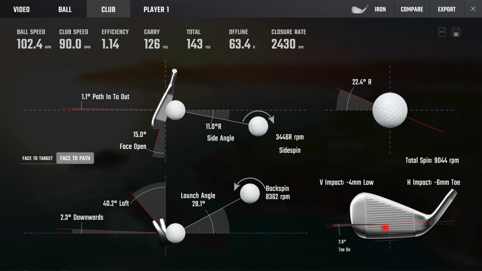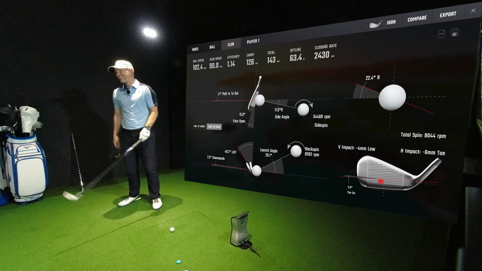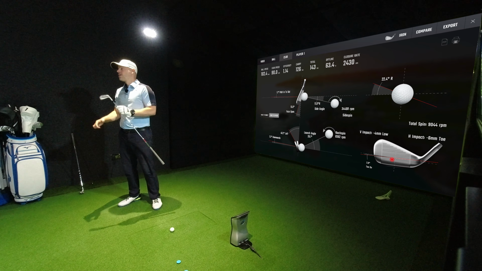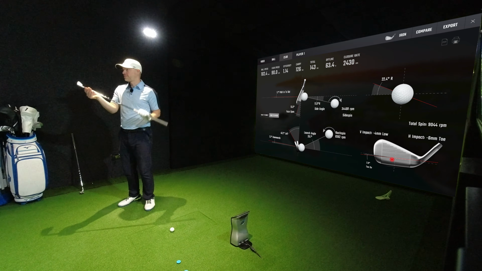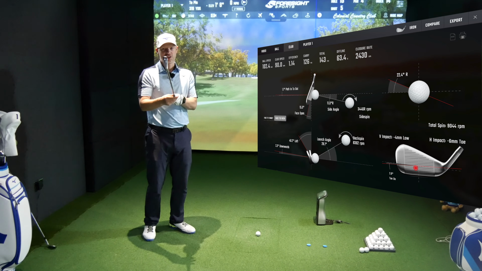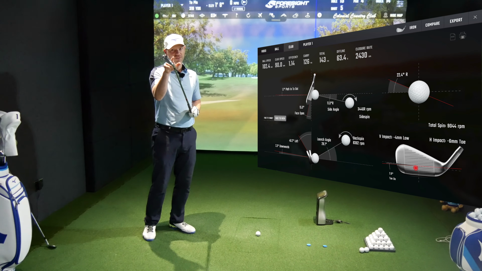Path was 1.1 degrees from the inside, so about normal, but my face was 15 open. Now, what was the loft on that one? 40 degrees, there we go. So my normal loft that I did was around about 30 degrees. This is a 34 degree loft 7-iron, so you are going to get a compromised loft when you use twist around the axis of the shaft to control face angle.